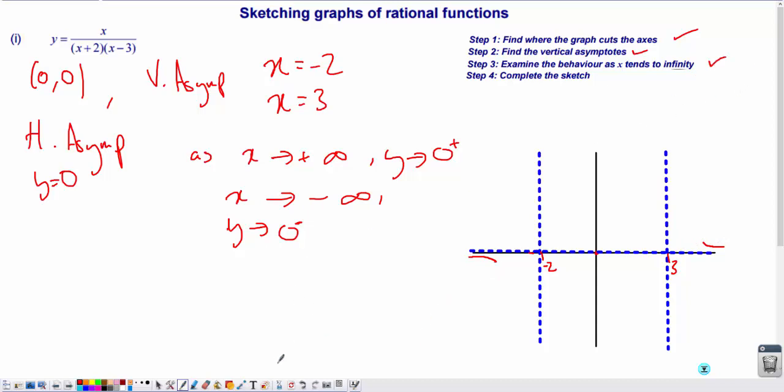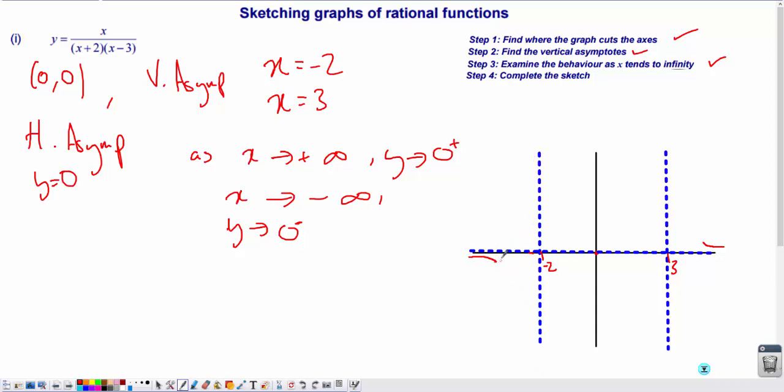Step 4 is complete the sketch. Just looking at these things, you can't cross the vertical asymptotes. What happens at a vertical asymptote is that your denominator is getting smaller, because as I get closer to -2, this thing here gets closer and closer to 0. So I'm doing something divided by a really, really small number. It's either going to get really, really big negatively or really big positively. It's going to go like this or it's going to go like this.